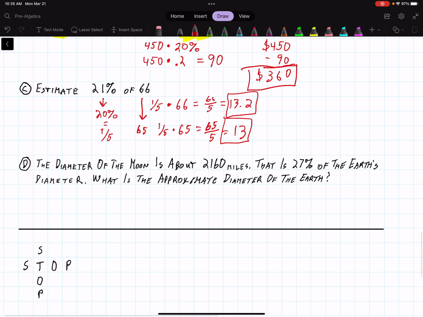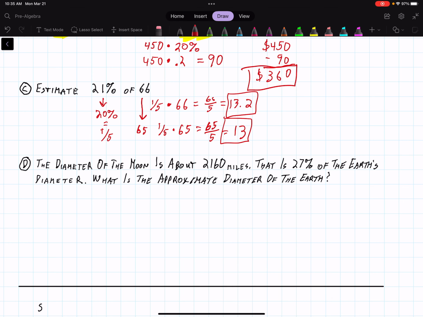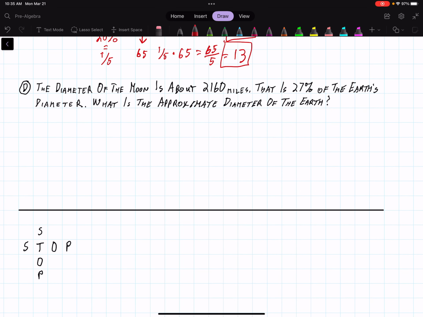And finally, we have one here called the diameter of the moon. Insert a little bit more space, get it up at the top here. So we have the diameter of the moon is about 2,160 miles, and that is 27% of the Earth's diameter. What is the approximate diameter of the Earth? Okay, so this one kind of falls back onto some of the things we know. We could set up a proportion, or we can set up many other things, but let's go with the proportion.